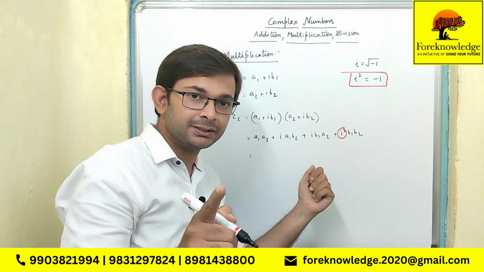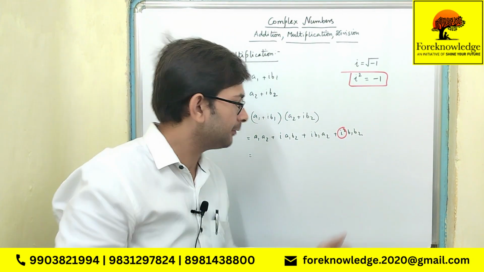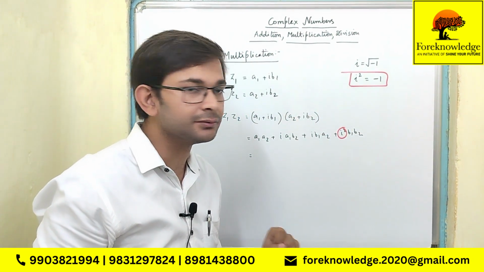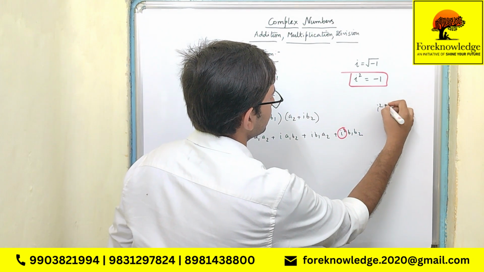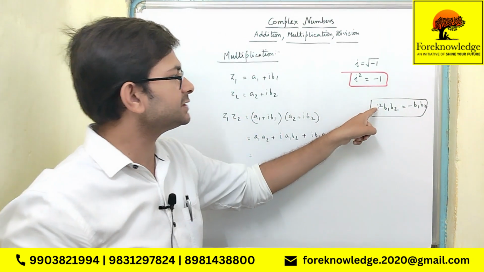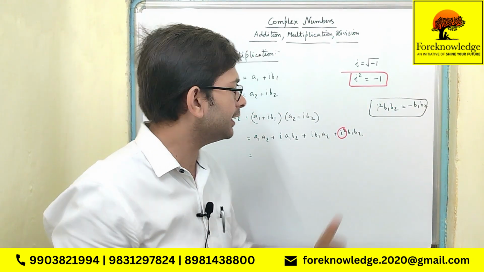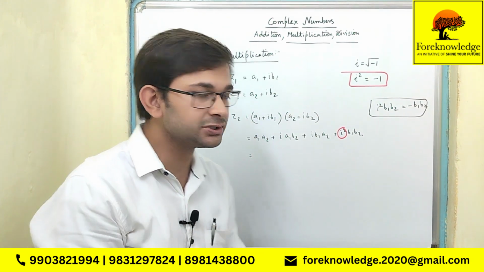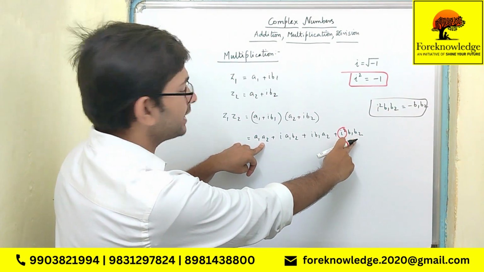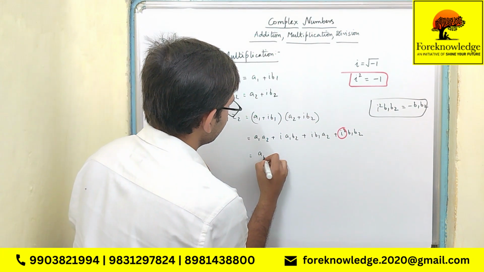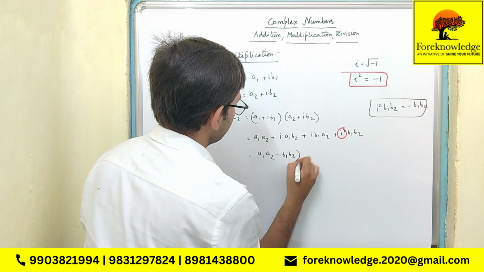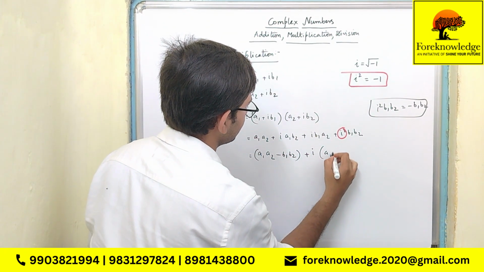If i is present, that is the imaginary part. But if i square is present in some quantity in the complex number, i square is nothing but minus 1. So this entire quantity i square b1 b2 is nothing but minus b1 b2, because i square is minus 1. So this is converted into real part. So we have to associate this with the real quantity, that means with a1 a2 where there is no iota.